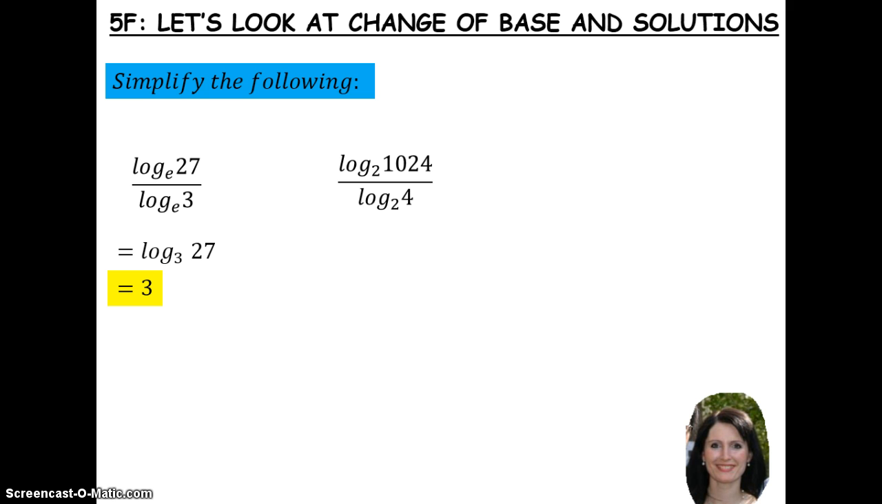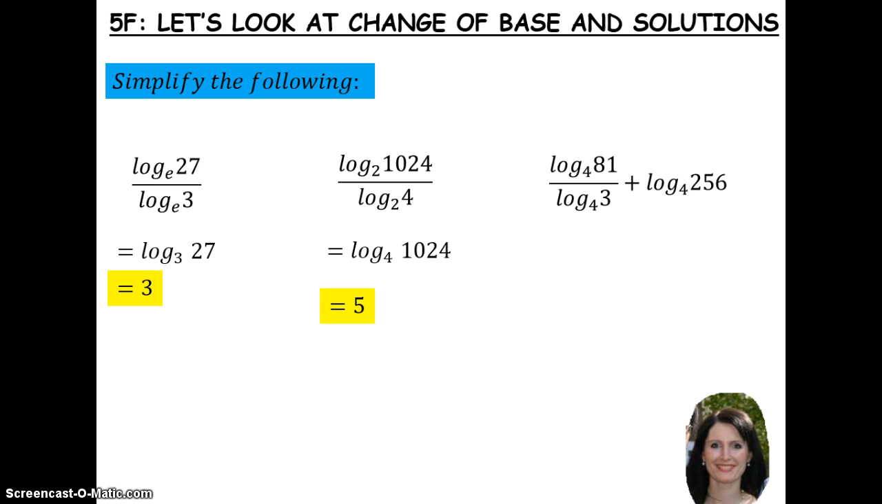Log_2 1024 over log_2 4. Let's make that log_4. So we get log_4 1024 over log_4 4. So log_4 4 becomes 1, and therefore log_4 1024 divided by 1 gives us log_4 1024. That just equals 4 to the power of 5 equals 1024. So our result is 5.